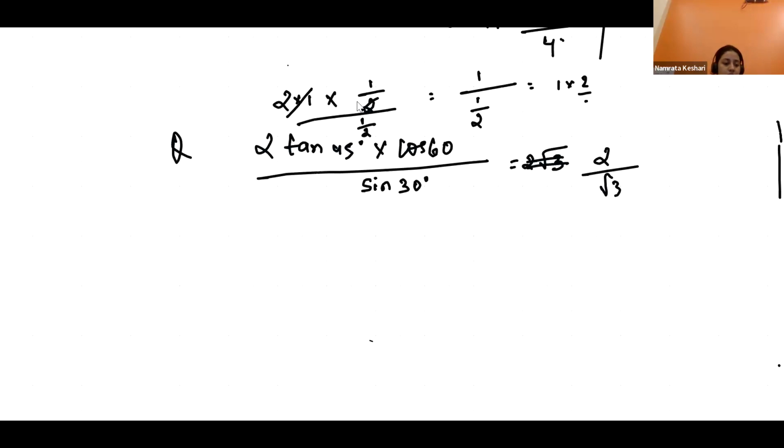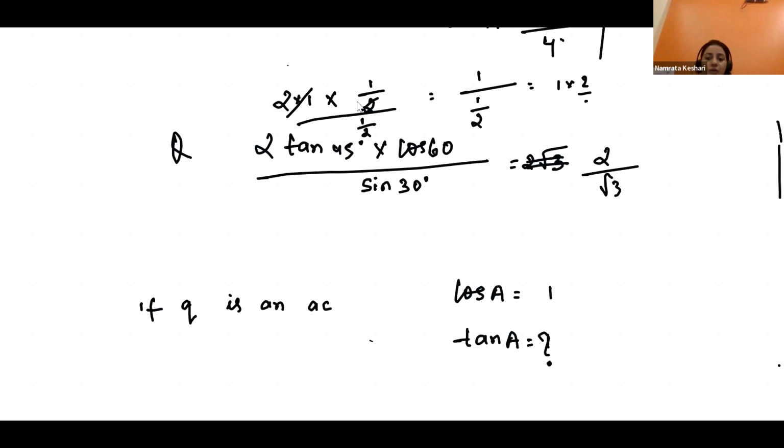Ma'am, there is one question. Yeah, please tell me. If A is an acute angle and cos A is equal to 1, then what will be the value of tan A? Okay, let's try finding tan A.